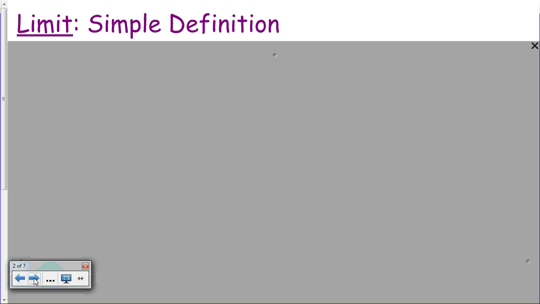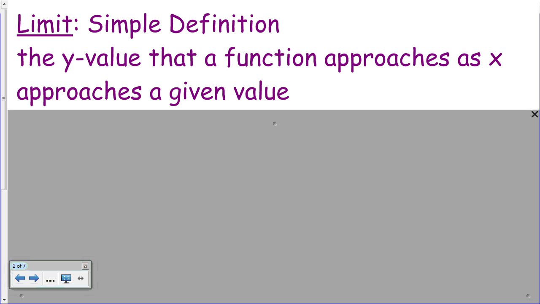So let's start out with a simple definition of what a limit is, and I guess the simplest definition I can give you is it's a y value. To expand on that a little further, it's a y value that a function approaches as x approaches a given value. In other words, as x gets closer and closer to some number, what's the corresponding y value that your function is getting closer and closer to? So it's a y value you're finding when you're finding a limit.